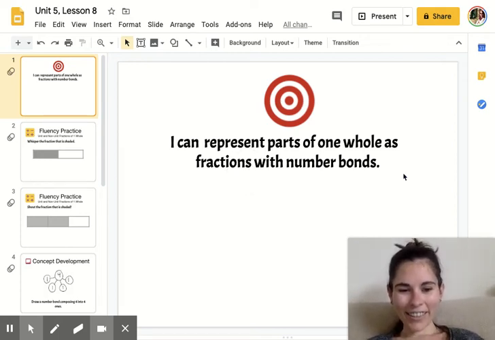Hey, third grade. So today we're going to continue to build on what we learned about fractions last week by representing our fractions as parts of a whole using number bonds. You might remember number bonds from when we did multiplication and at the beginning of the year when we were breaking numbers apart also. We're going to start with a little bit of fluency practice.